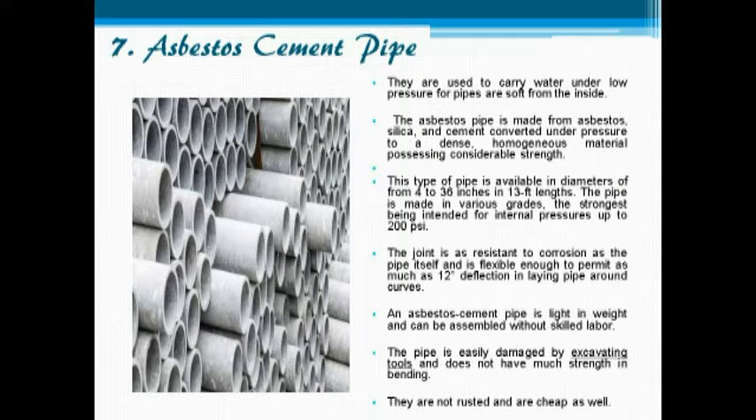An asbestos cement pipe is light in weight, and can be assembled without skilled labor. It can be joined to cast iron pipe with lead or sulfur-based compounds. But the pipe is easily damaged by excavating tools and does not have much strength in bending. However, they are not rusted and are cheap as well.